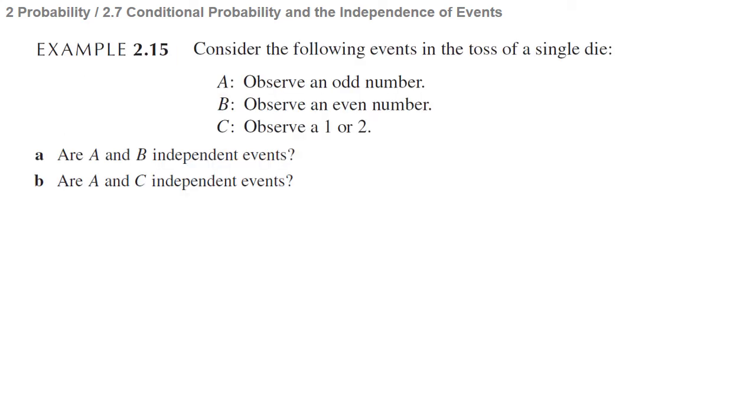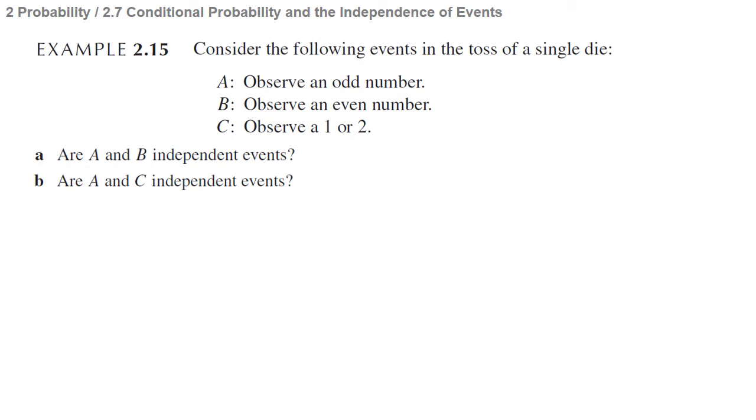And let's look at example 2.15. Consider the following events in the toss of a single die. A is observe an odd number, B is observe an even number, C is observe one or two. Question A: are A and B independent events? And question B: are A and C independent events?